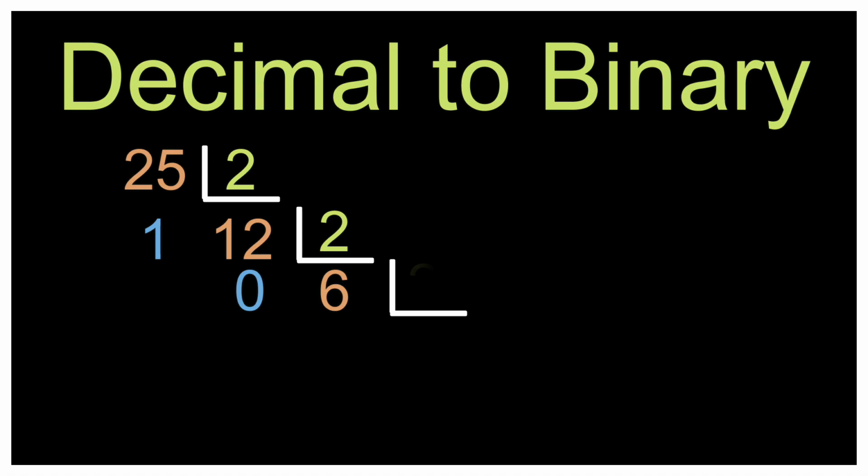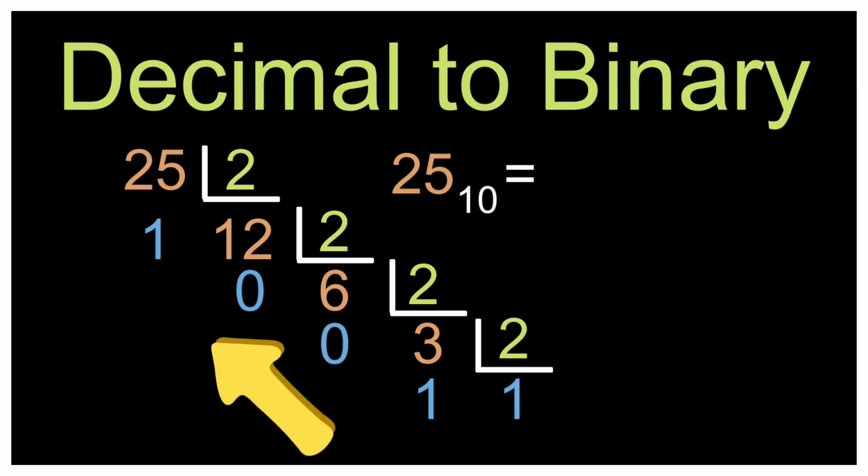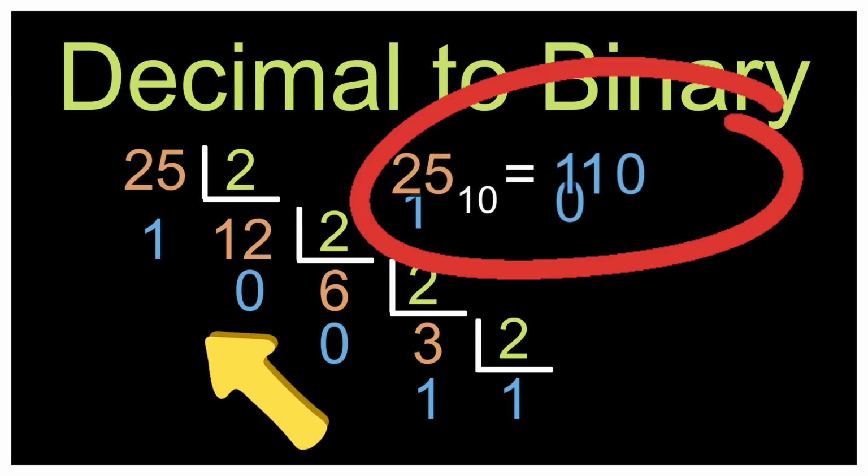25 divided by 2 equals 12. Remainder 1. 12 divided by 2 equals 6. Remainder 0. 6 divided by 2 equals 3. Remainder 0. 3 divided by 2 equals 1, remainder 1. Now, read backwards. So, the number 25 in the decimal system is written as 11001 in the binary system.